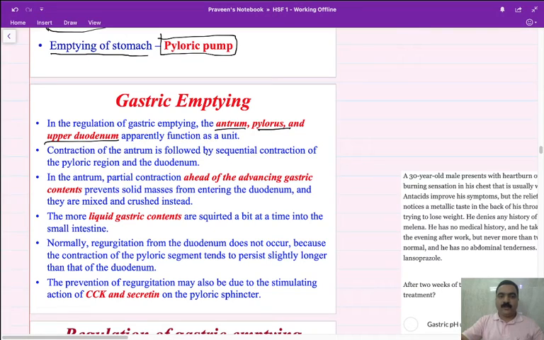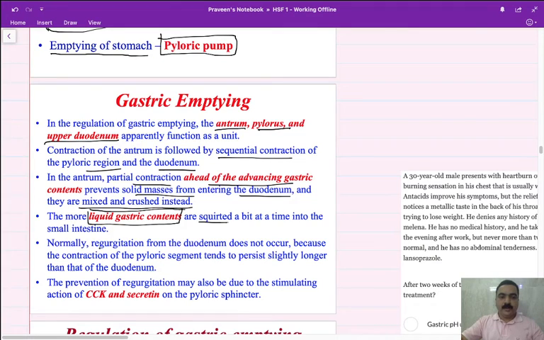So contraction of the antrum is followed by sequential contraction of the pyloric region and the duodenum. In the antrum, partial contraction ahead of the advancing gastric content prevents the solid mass from entering the duodenum, and it is mixed and crushed again. So that is going back. The more liquid the gastric contents are, so it has to be completely converted into chyme, and then it is squirted a bit at a time into the small intestine.